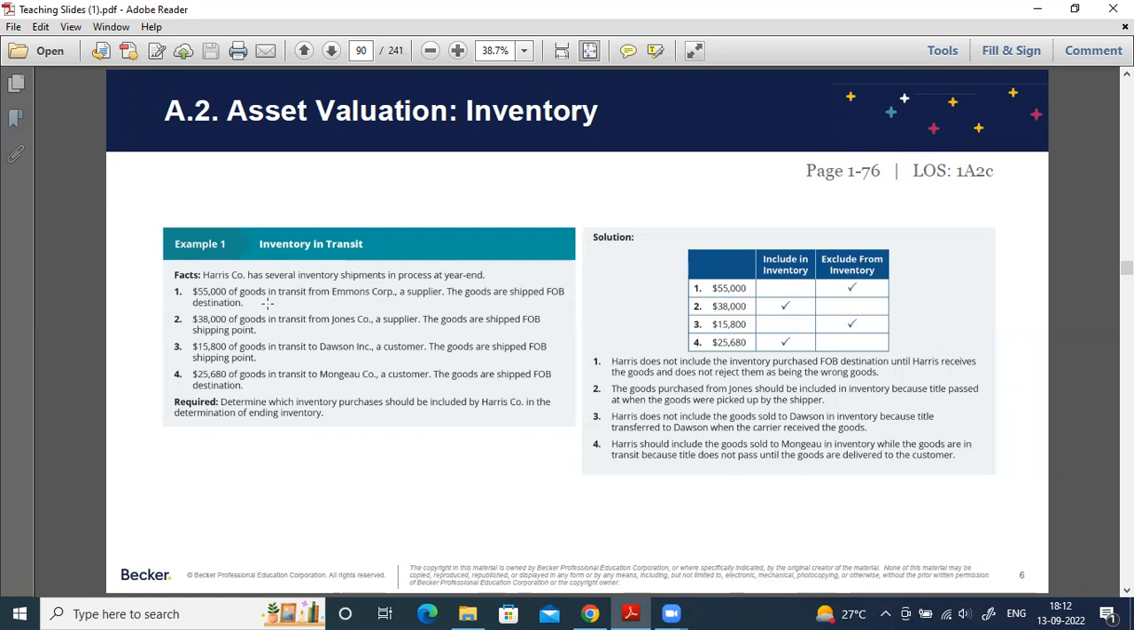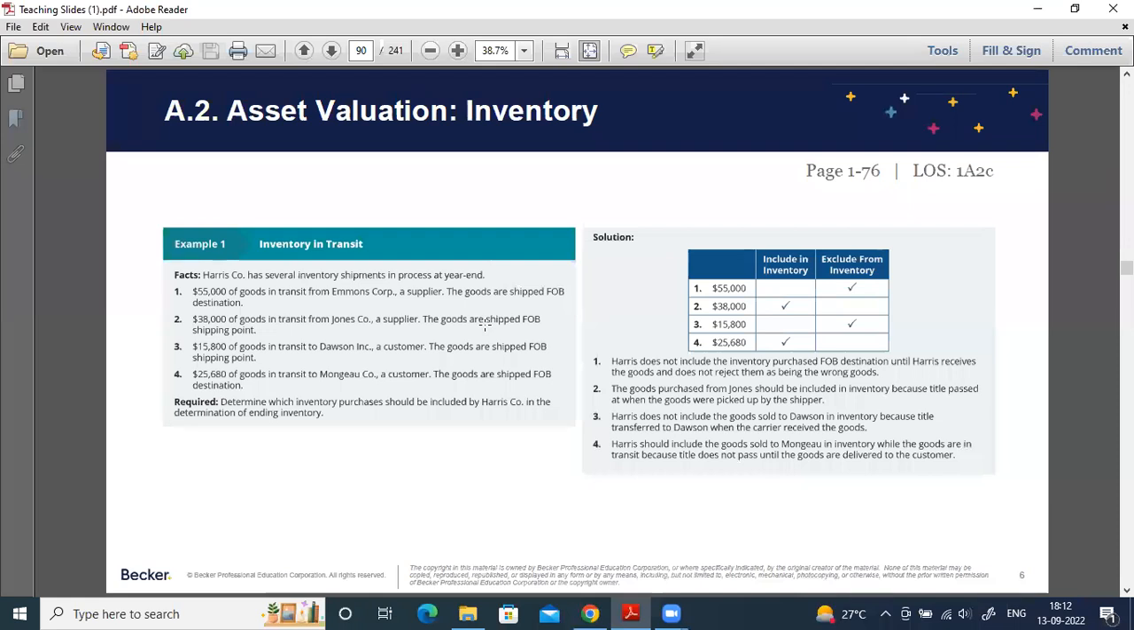So the supplier sold the goods. Who is the supplier here? Emission Corporation. The goods are shipped free on board destination. It means that the goods are already shipped. Now the question here is, can Harrisco include this 55,000 as their inventory, guys?